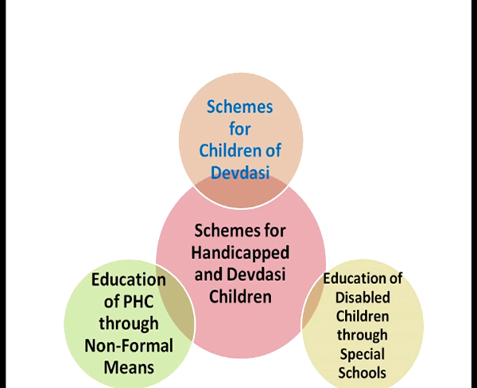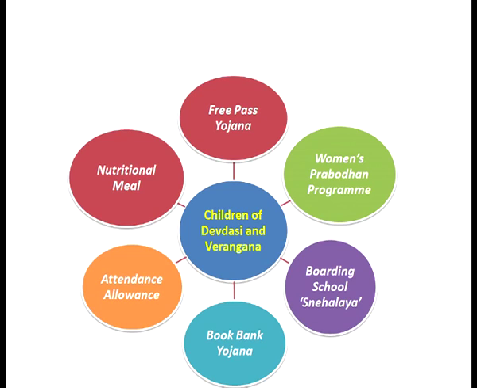Now, learners, we will discuss the educational schemes for the community of Devdasi children. For the children of the Devdasi and Virangana community, these schemes mainly included Free Pass Yojana, Women Prabodhan Program, boarding schools known as Snehalayas, then Book Bank Yojana, attendance allowance, and nutritional meals. So you can see on the screen that different schemes have been launched for the children of Devdasi and Virangana.